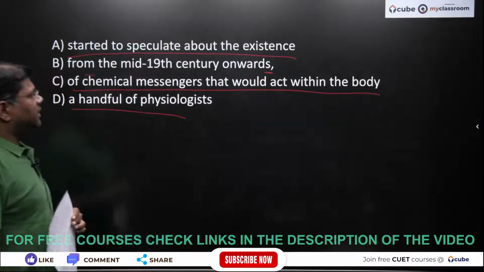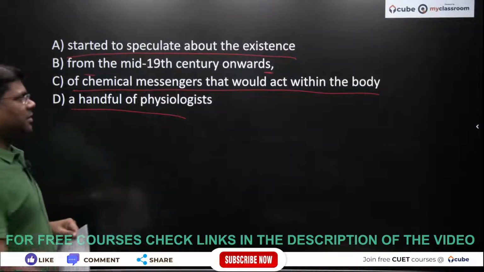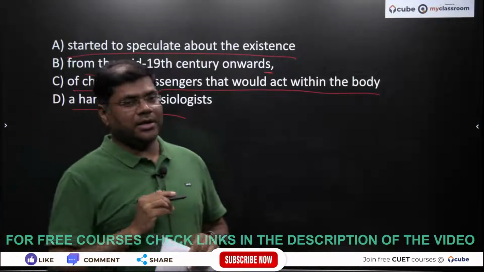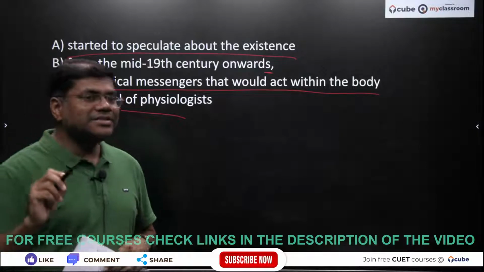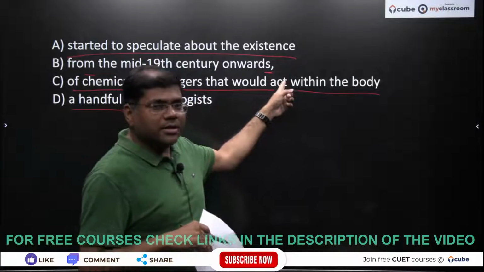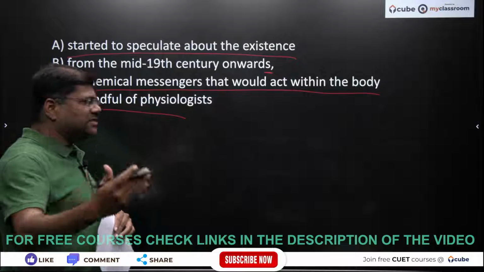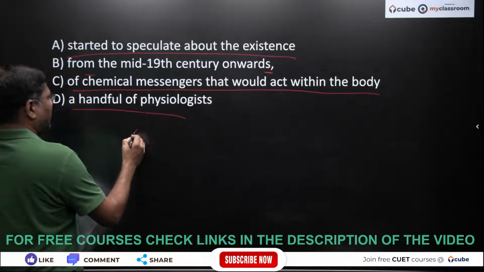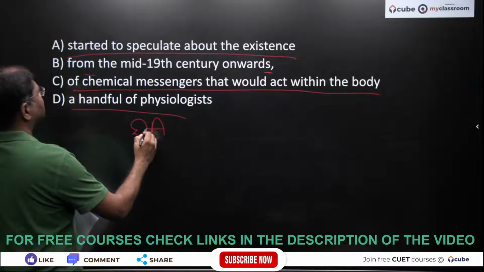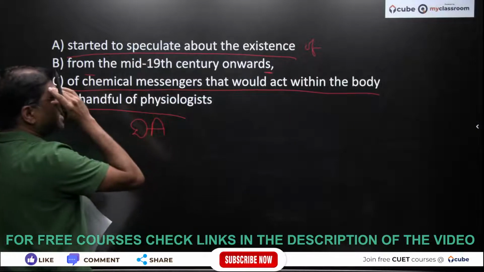Now the point is that you might put this at the end, but if it comes at the end, can it end with a comma? That's the reason why we have deliberately put the comma at the end, to indicate that this sentence is not going to end the paragraph, because if it ends the paragraph, it will never have a comma at the end. That means it must come somewhere at the start, correct? So now we have got a partial sequence. We have said that a handful of physiologists, correct, started to speculate about the existence of what? Of chemical messengers that would act within the body, correct?